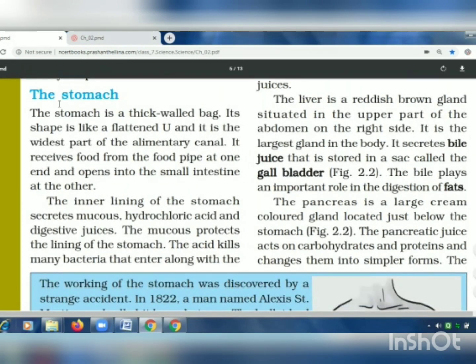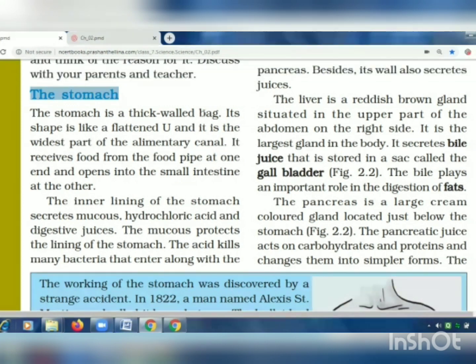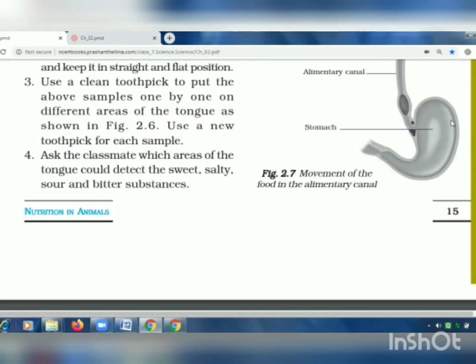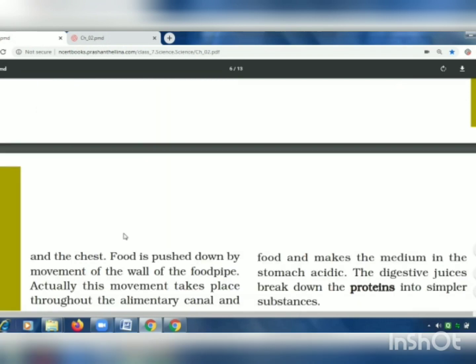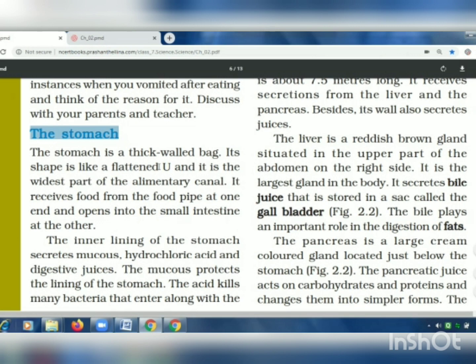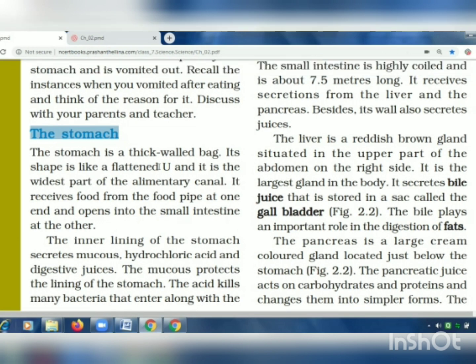The next compartment of the alimentary canal is the stomach. The stomach is a thick walled bag. So it looks like a bag. You can see in this picture also that it looks like a bag. Its shape is like a flattened U, and it is the widest part of the alimentary canal.